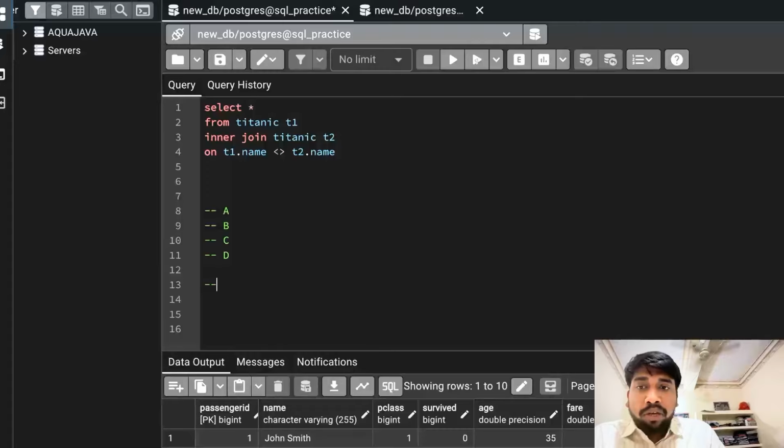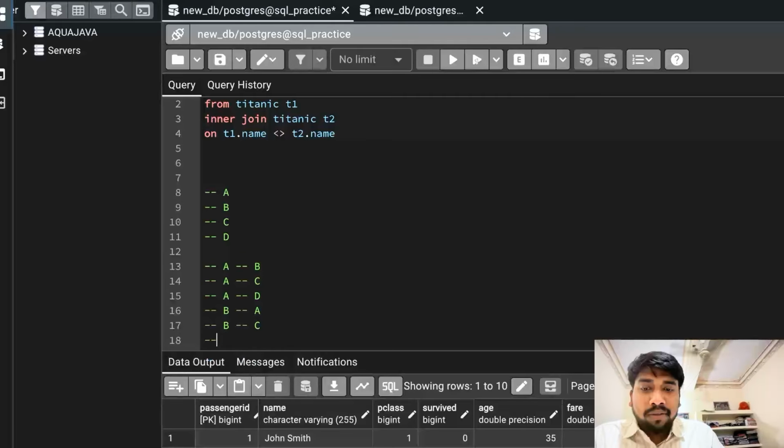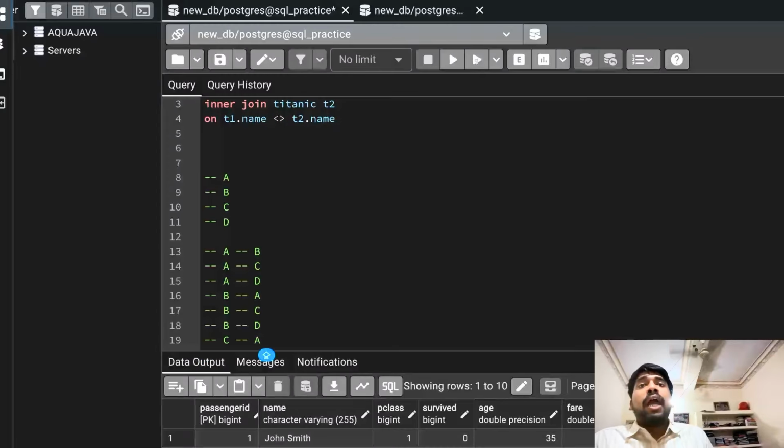Now, when you join, each row will be joined with another row. Only those names will not come which are similar. So A will be joined with B, A will be joined with C, and A will be joined with D. When B comes, B will be joined with A, then with C, and then with D. Similarly, C will be joined with A, B, and D, and D will be joined with A, B, and C. Now, with this, you will get 12 combinations.